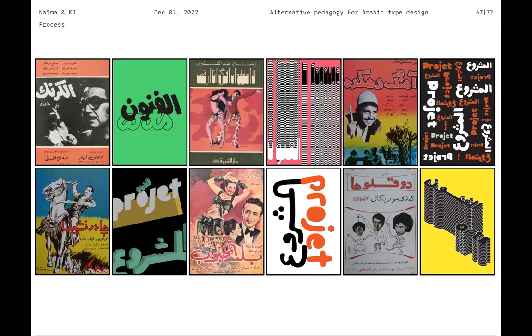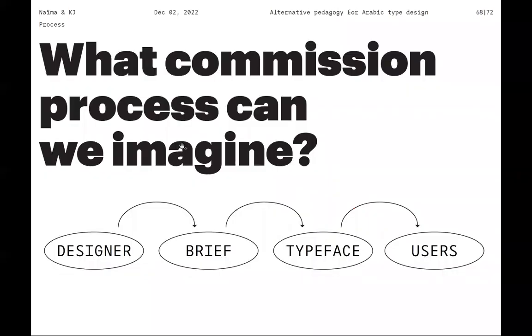And the idea of revival is quite popular when you do type design studies, but usually a revival will be a revival of an existing historical typeface. But I think in this case, it's more like reviving the archives as a whole.